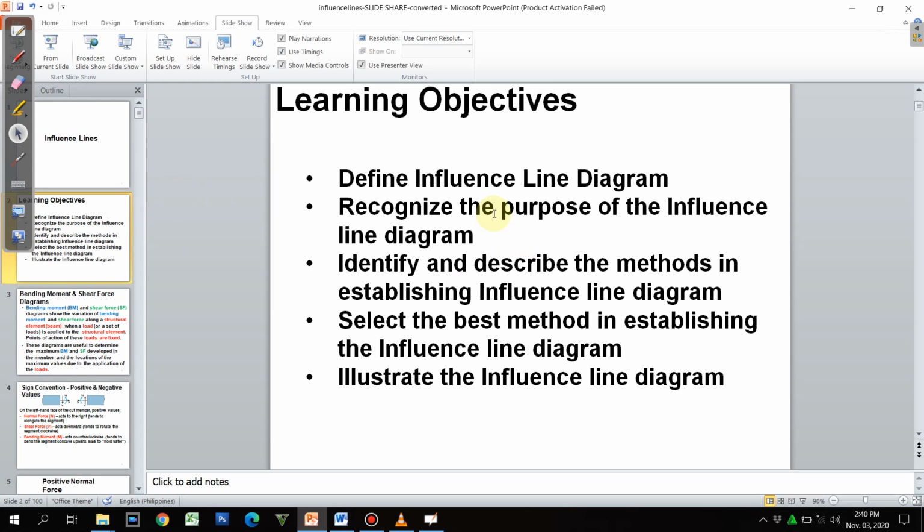As for our learning objectives, we intend to first define the influence line diagram. Number 2, recognize the purpose of the influence line diagram. Then we intend to identify and describe the methods in establishing the IL diagram. From that, we select the best method in establishing the IL diagram. And of course, to illustrate the influence line diagram itself.